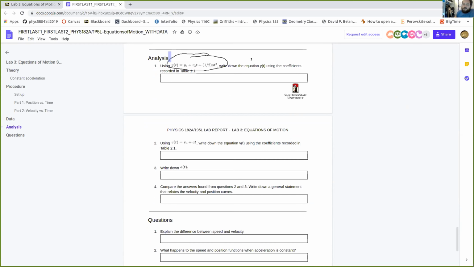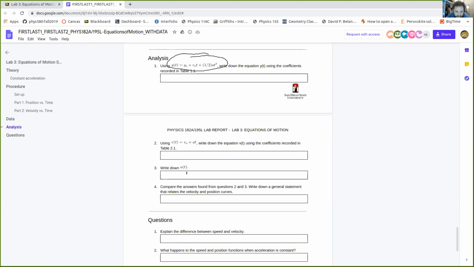So if you know that Y naught is 0, just write Y of t equals 0 plus, if you know what V naught is 0, then maybe write 0 times t plus, and then if you know what A is, put 1/2 times whatever that A value is, and then t squared. Just write it out. That's literally all they want. That's fine. Again, same deal right here. It's exactly the same as question 1, but just filling in this expression instead of the other one.